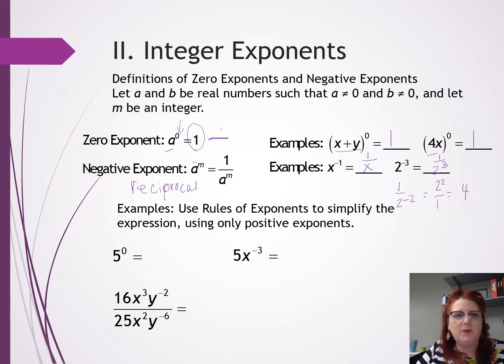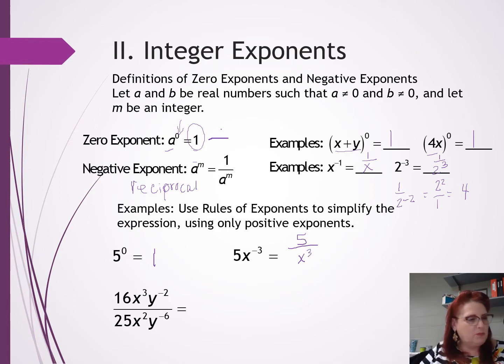So here's a few other examples. 5 to the 0, once again, it's 0 power, so it's going to be 1. 5x to the negative 3. Well, the negative 3 only applies to the x, so 5 stays in the numerator. We have to put a division bar there so that we can put x in the denominator raised to the 3rd power.